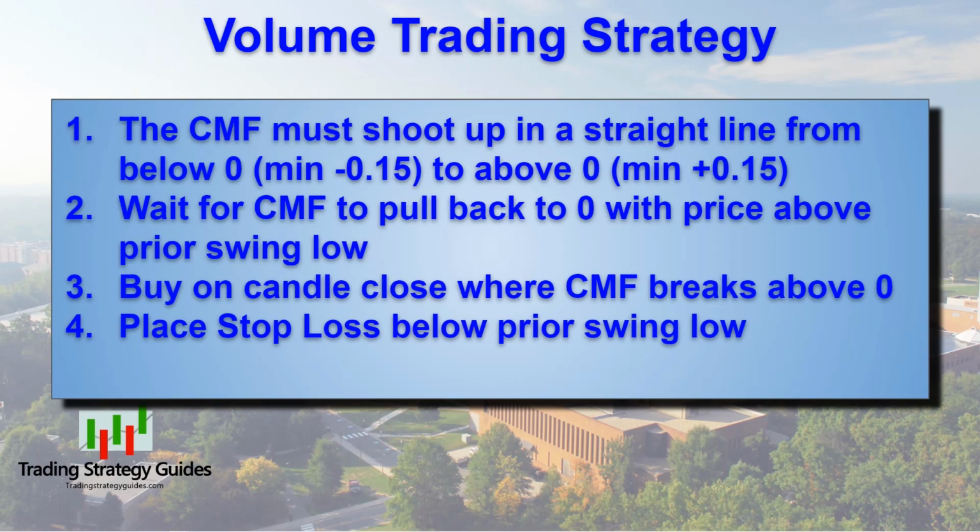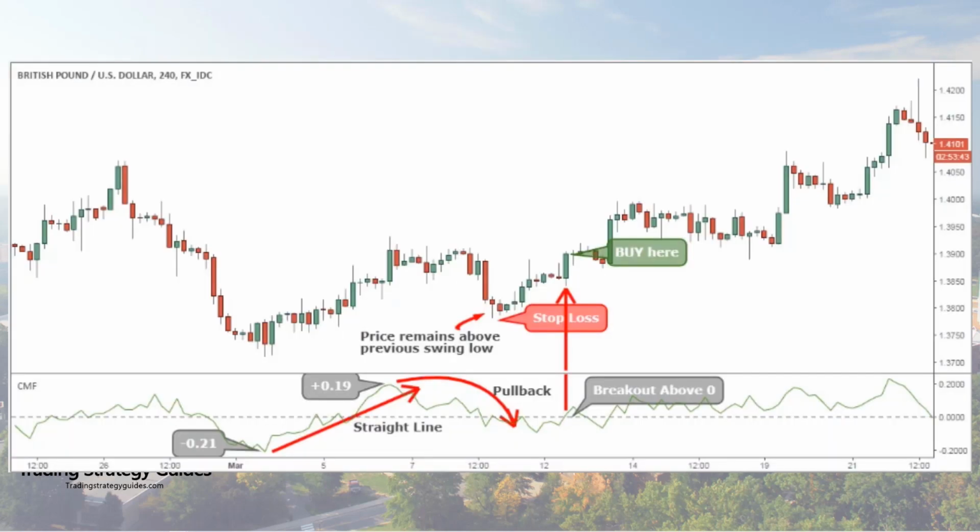Step number 4. Place your stop loss below the prior swing low. As always, using a stop loss is crucial if you want to have an idea of how much you could potentially lose on your trade. Never underestimate the power of placing a stop loss, as it can be life-saving. Simply place your stop loss under the previous pullback's low.